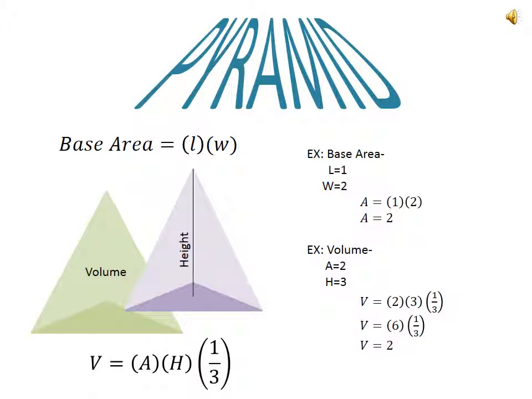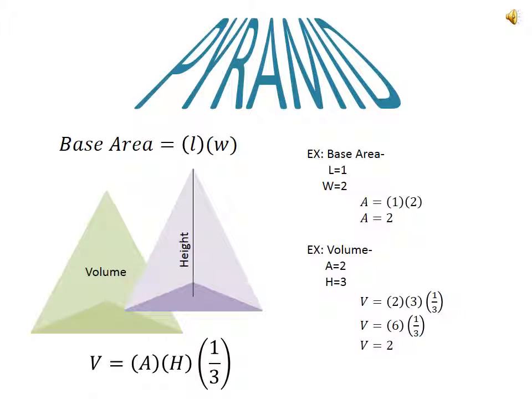Lastly is how to figure out the volume of a pyramid. To find the volume of a pyramid, you have to know what the base area of the pyramid is. And the base area is the length times width of the bottom of the pyramid. So let's say we have a length of 1 and a width of 2. That means 1 times 2, which equals 2. So the base area of this pyramid is 2.